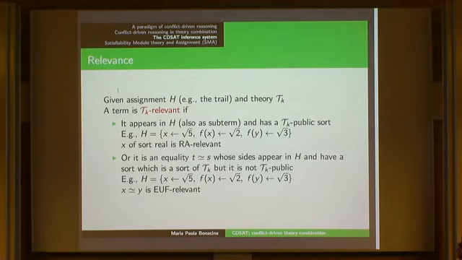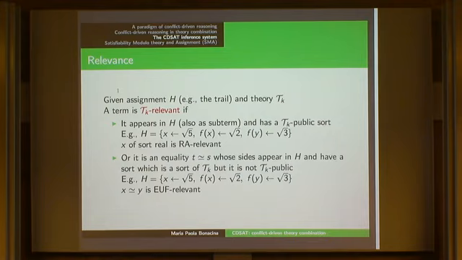Example, say that x gets square root of 5, fx gets square root of 2, fy gets square root of 3. x is of sort real, and it is relevant for the theory of the reals. Why? Because it appears in the assignment, and the sort of the reals is of course public for the theory of the reals, because that's precisely the theory which can assign real values to real variables.